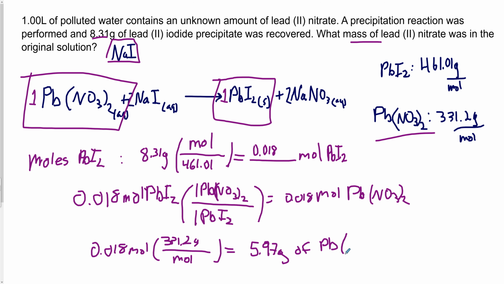So again, this question is asking us, we had a container with an unknown amount of chemical, we did a reaction, and then we recovered this much precipitate. Then we had to go backwards and say, okay, if we were able to make this much precipitate, how much lead nitrate, the original chemical, was there in my solution? And now we know 5.97 grams of lead nitrate was in my solution.